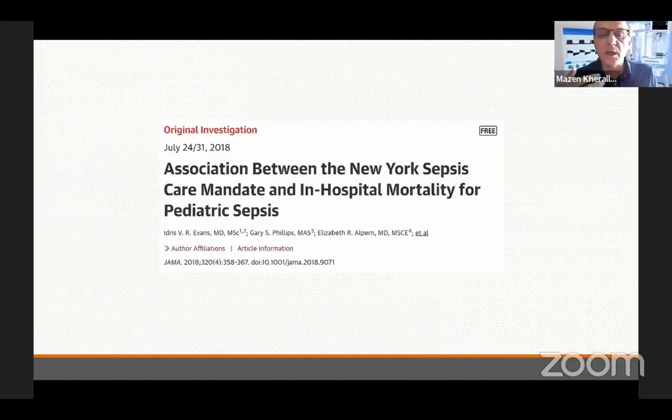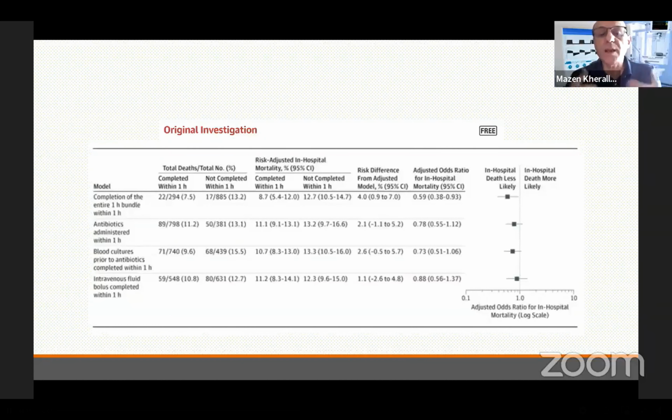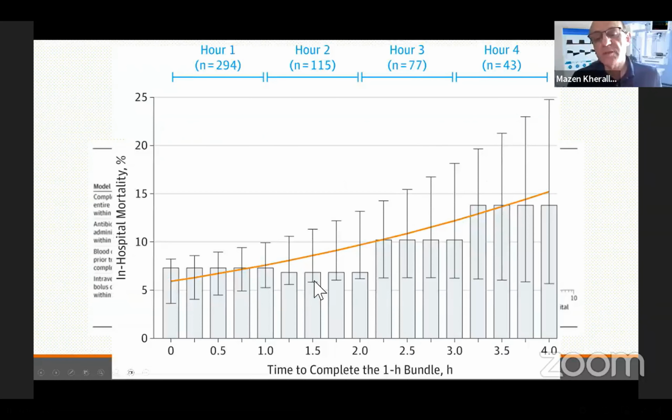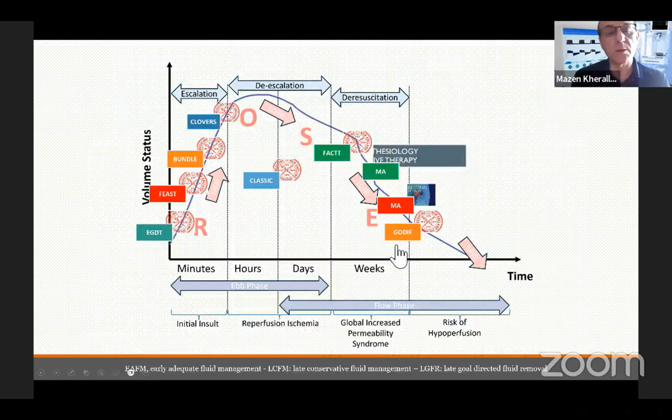And another study, the same New York sepsis care mandate, but this is in children. When the 1-hour bundle came out, you can see that completion of the 1-hour bundle was associated with better improvement in mortality. And you can see here mortality shifts after 1 hour if you delay completion of the elements of the 1-hour bundle.